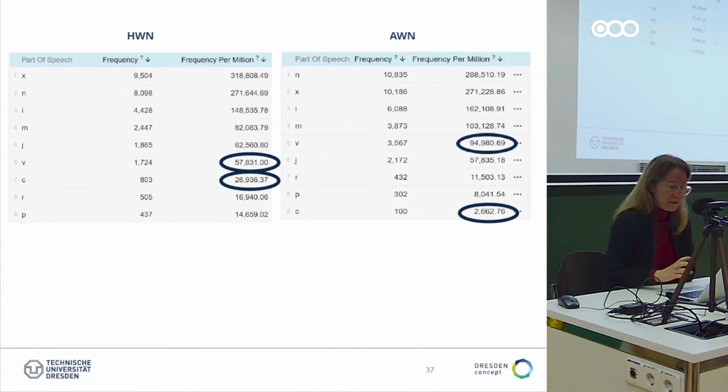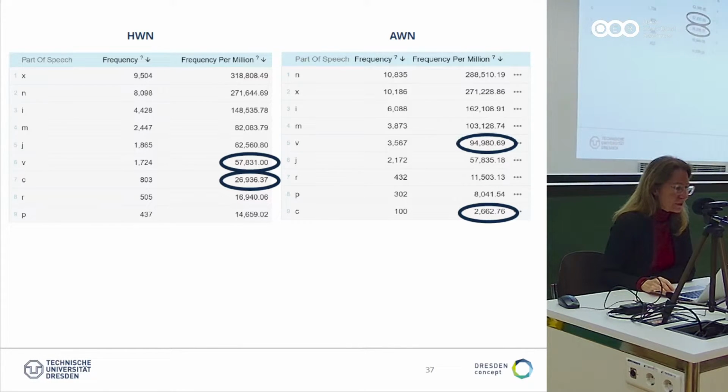And now we want to identify the macroscopic difference between these 2. One very macroscopic difference is the use of the verb. In the human written news, we have roughly 60,000 words that are labeled as verb, while in the automated text we have double the size. We have 100,000. So this is already quite a difference that is easily identifiable through the parts of speech.